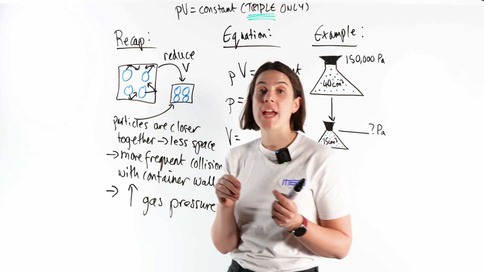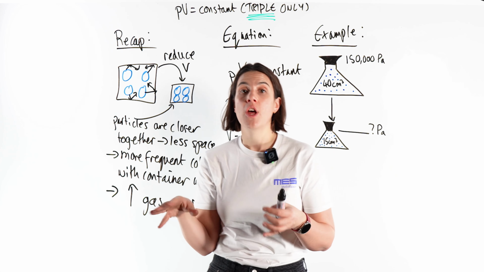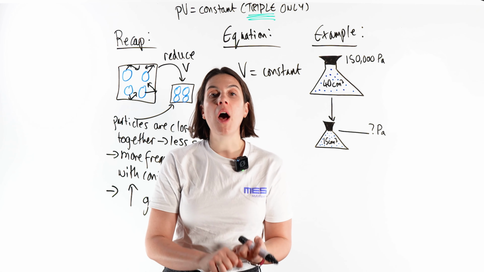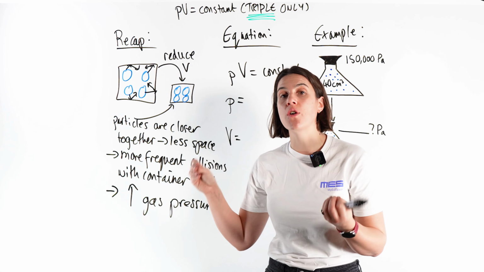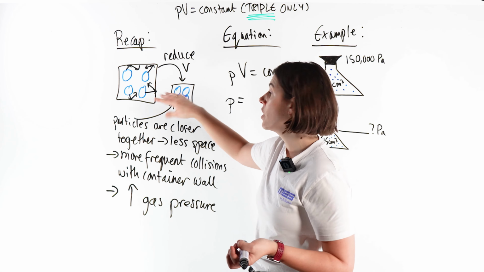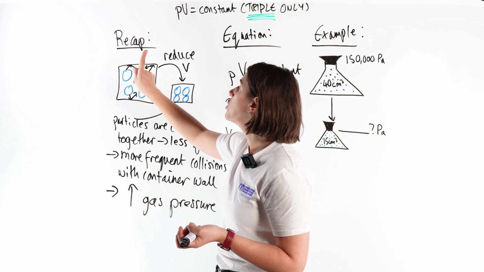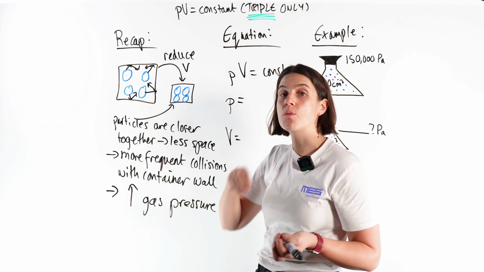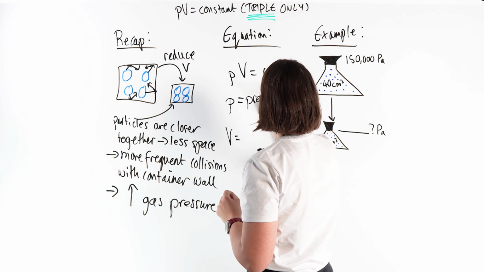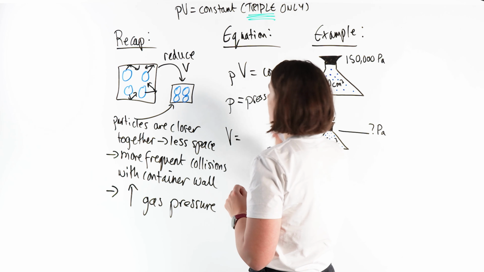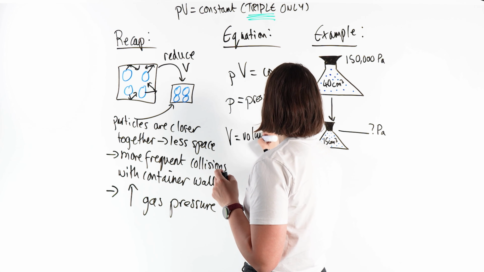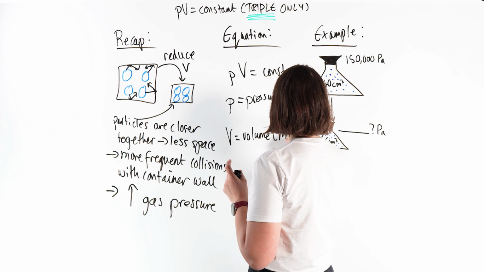Now, the constant will change for each setup that you're given because it depends on the temperature and the number of particles. But as long as those two things don't change, so for example in my example here, I've still got the same number of particles and the temperature's the same, the pressure multiplied by the volume for each of these would be the same. So P in this equation stands for the pressure, which we measure in pascals. Occasionally you'll see that in kilopascals. And V stands for volume, which we'll measure in meters cubed.